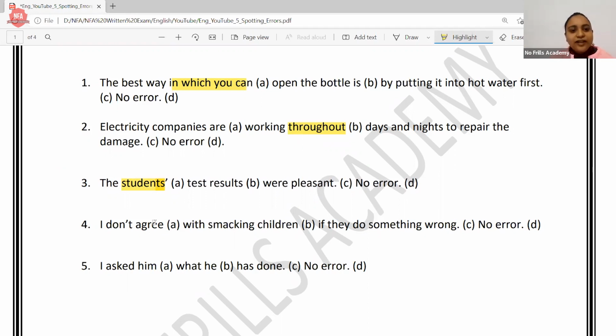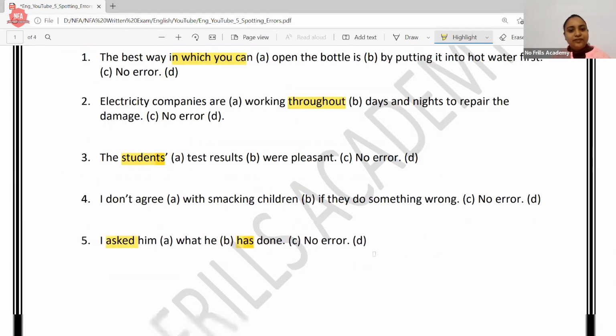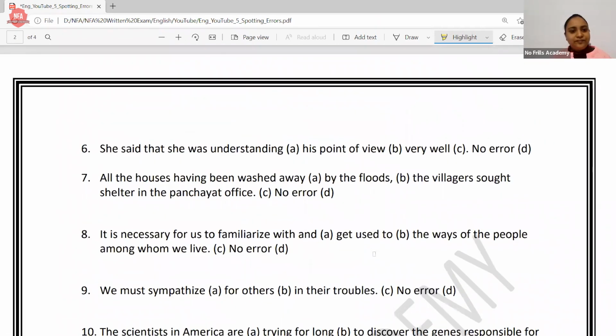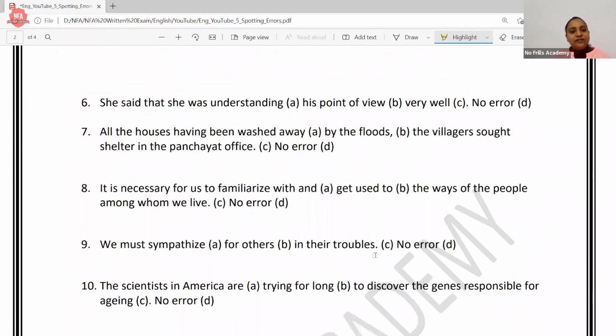Next, I don't agree with smacking children if they do something wrong. No error. I asked him what he had done. If asked is used and this is past tense, then this has to be had. Next. Solve the next 5.